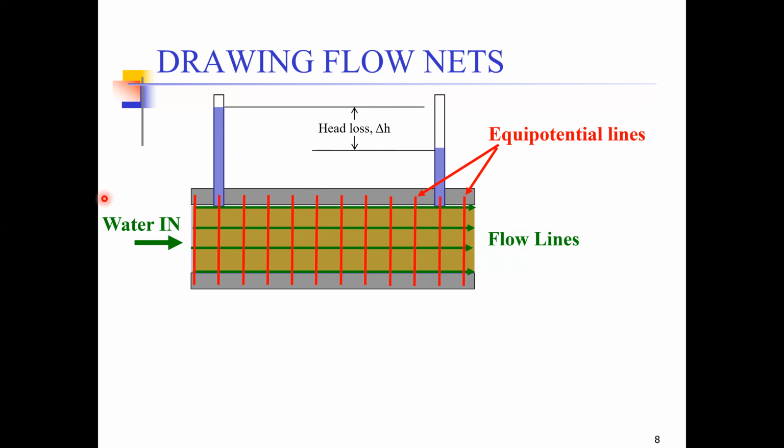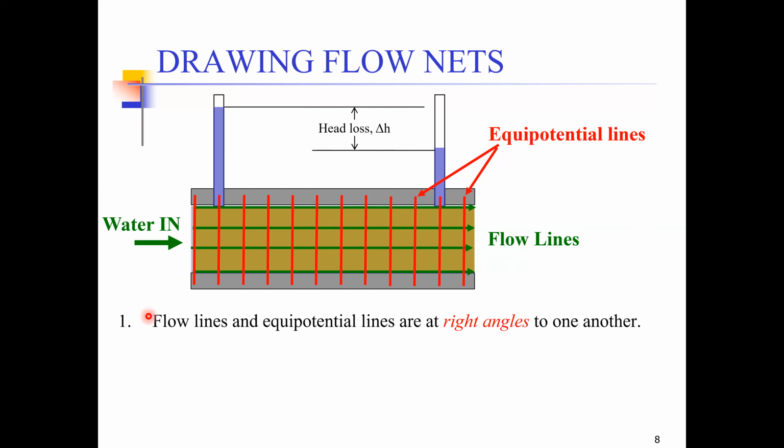Now let's look at some of the basic principles of drawing flow nets. If you want to draw the flow nets, there are certain basic principles that you need to remember. The first principle is that the flow lines and equipotential lines are always at right angles to one another. You can look at this example, where the flow lines and equipotential lines are making a 90-degree angle with each other.